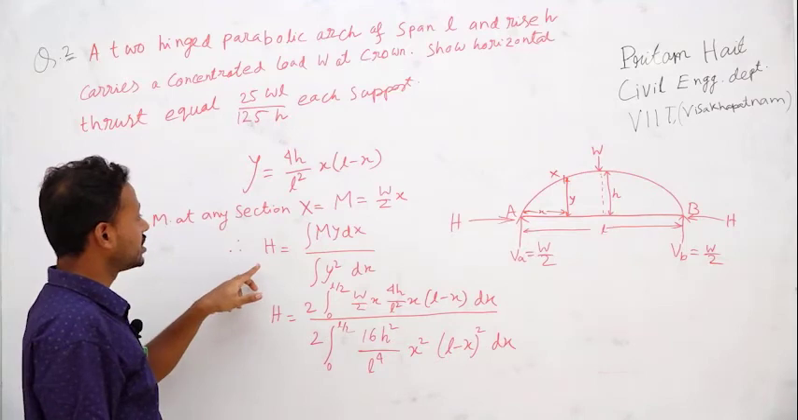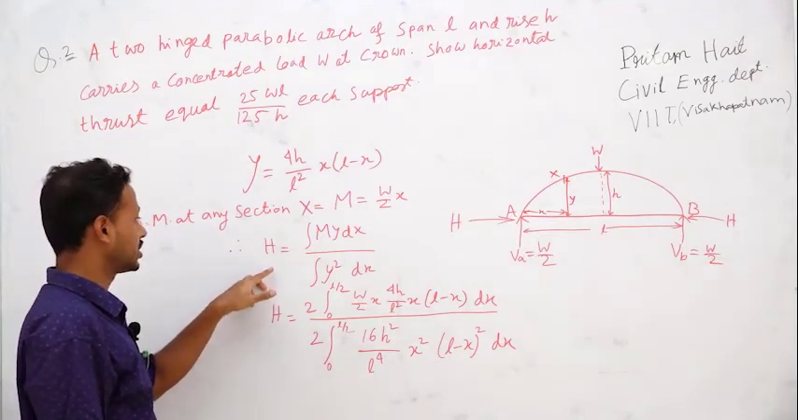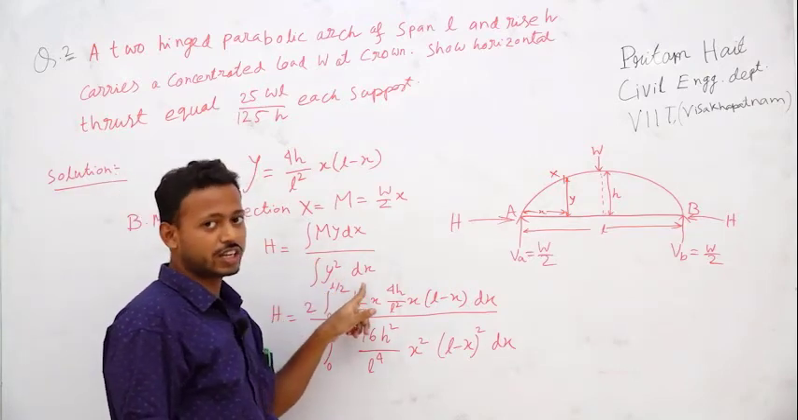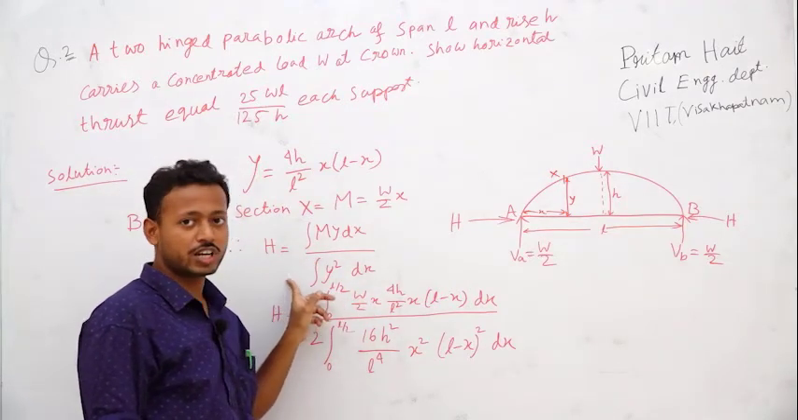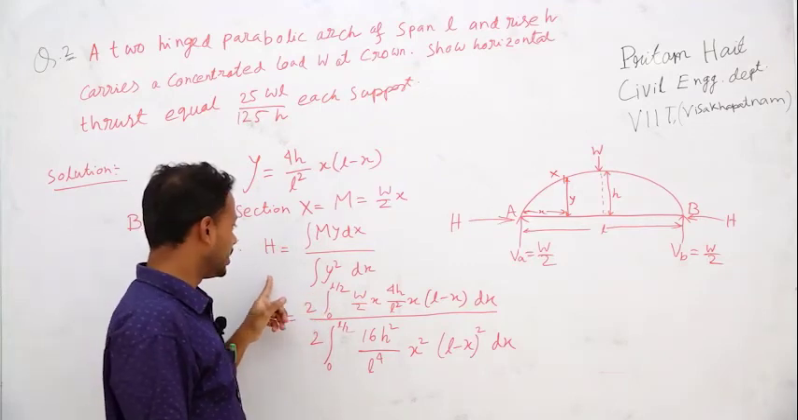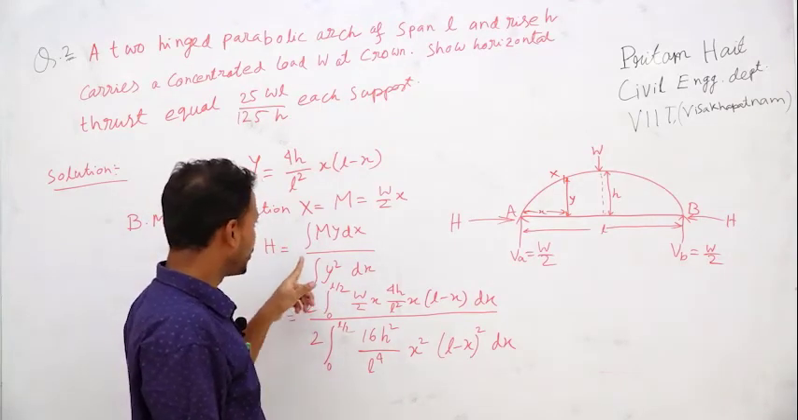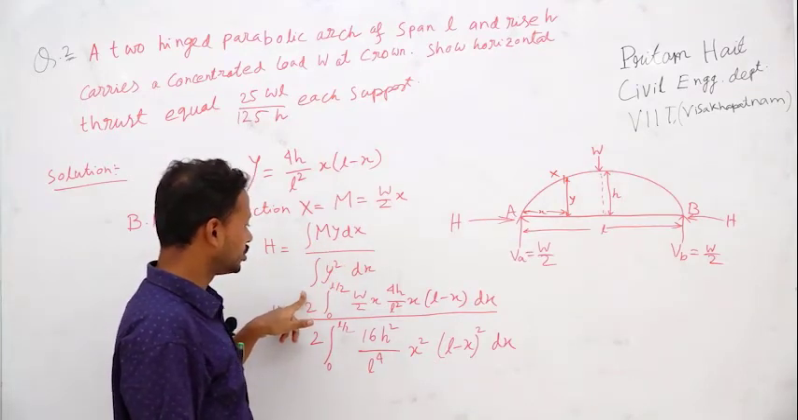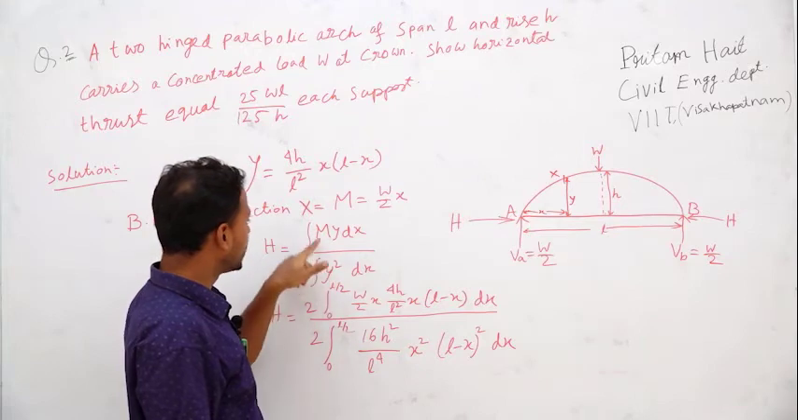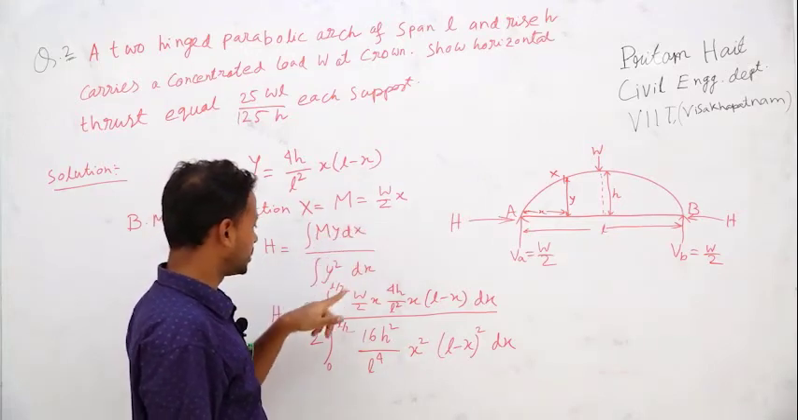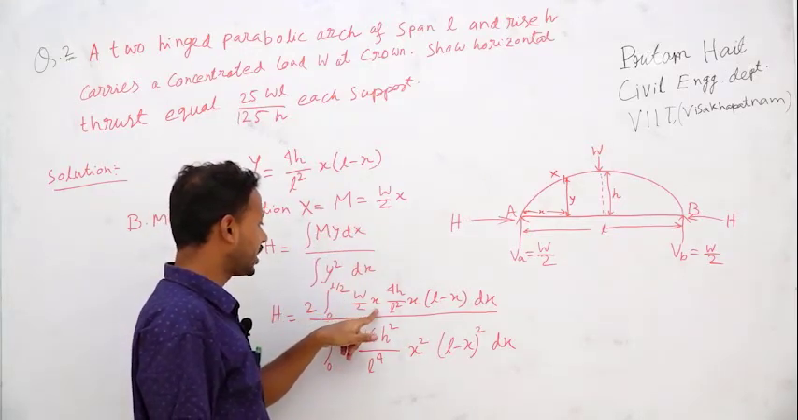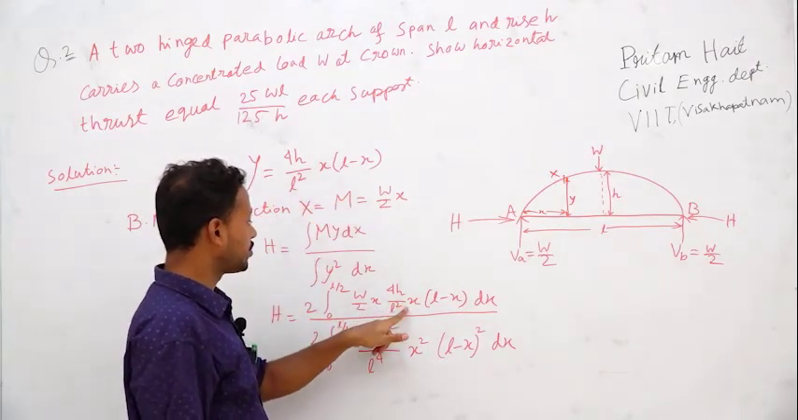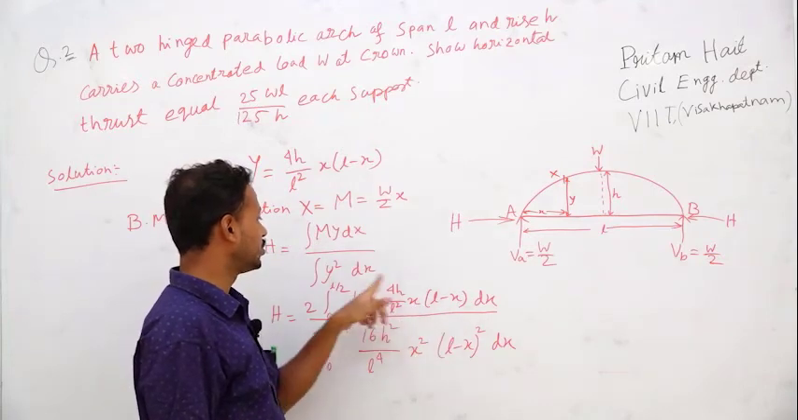Now we know the horizontal thrust for a parabolic arch is equal to integration of M y dx by integration of y square dx. This expression we have already derived in the previous class. So we will put the value of M, that means the bending moment, in this expression. M is W by 2 into x, and y is 4h by L square x into L minus x, into dx.